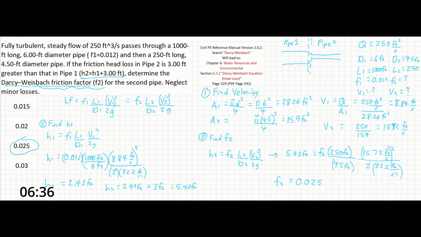So this problem can be confusing just because there's a few steps you have to solve for before you get the value you're actually being asked to find. So again, we start by finding our velocities because those are terms that are missing from the Darcy-Weisbach equation. Then we use that to find our H1 and then subsequently our H2 values, and from there we can use all of that to find our F2 value. And that's it.